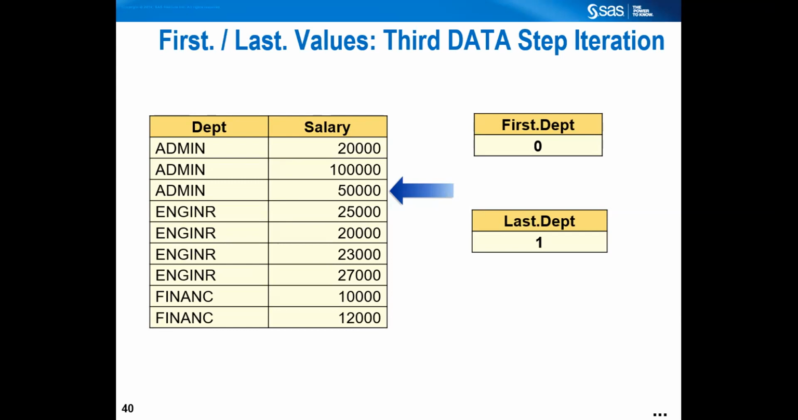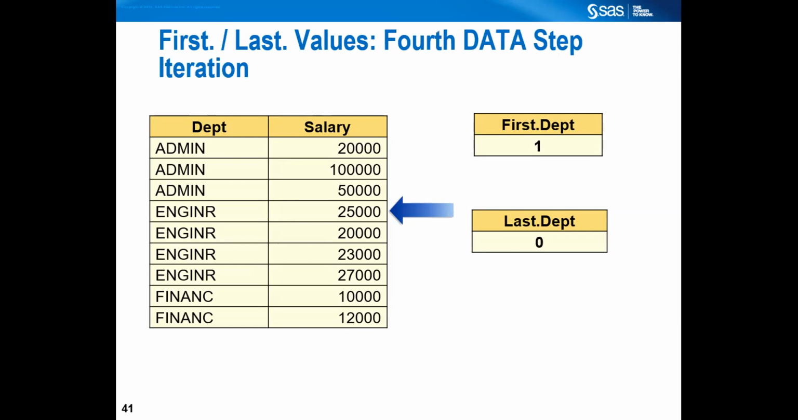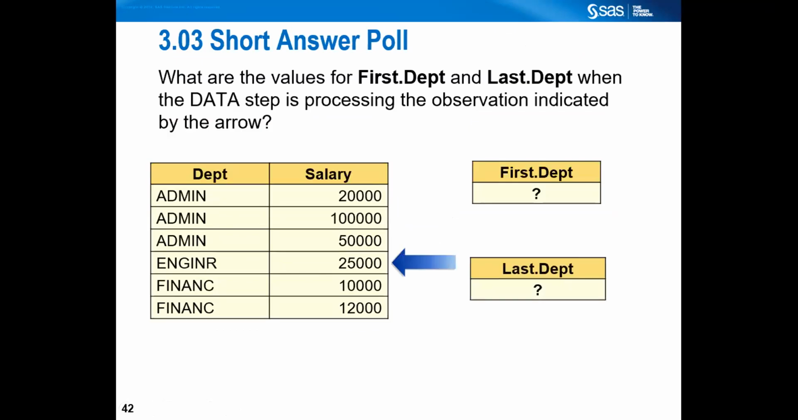Now, looking ahead for this observation of engineering, within the group of engineering values of department, this engineering is the first observation, hence its first dot department is 1. But this observation at the same time is not the last observation for the value of engineering in department, hence its last dot department is 0. So, if you've understood this concept, what would be its first dot and last dot for this engineering in this table?